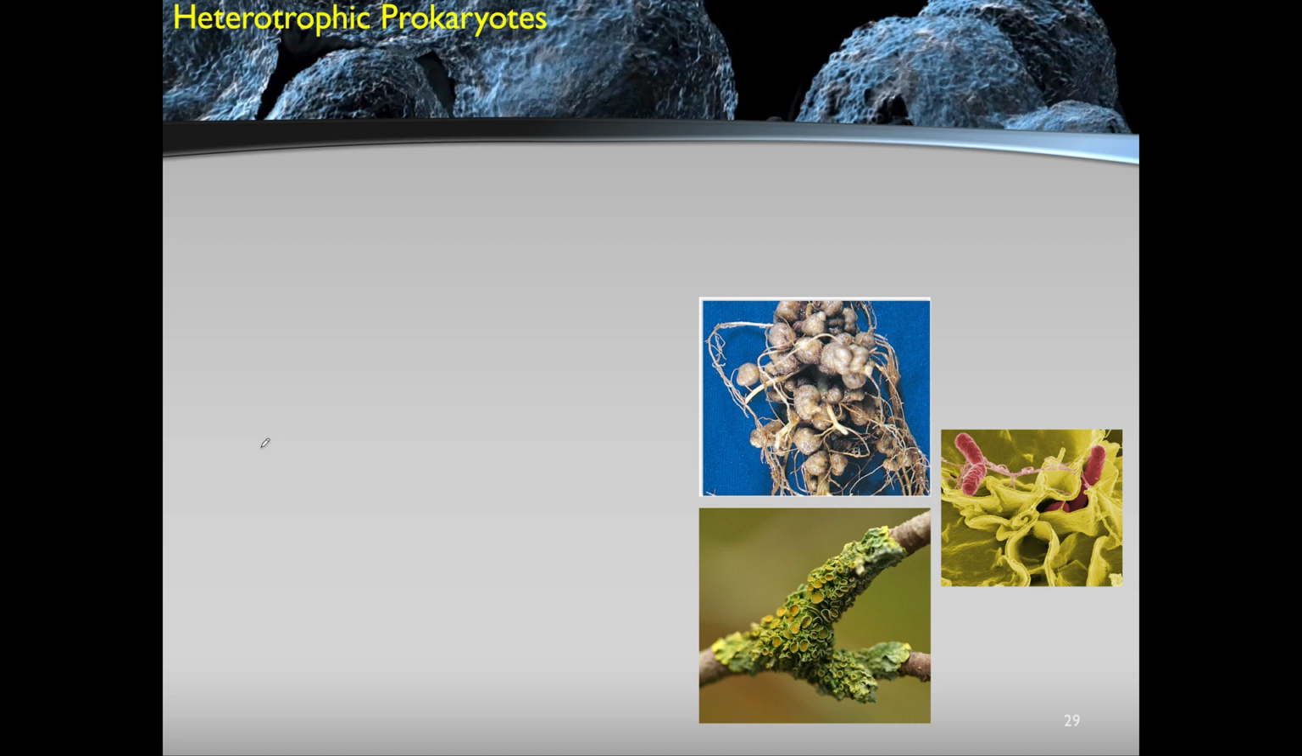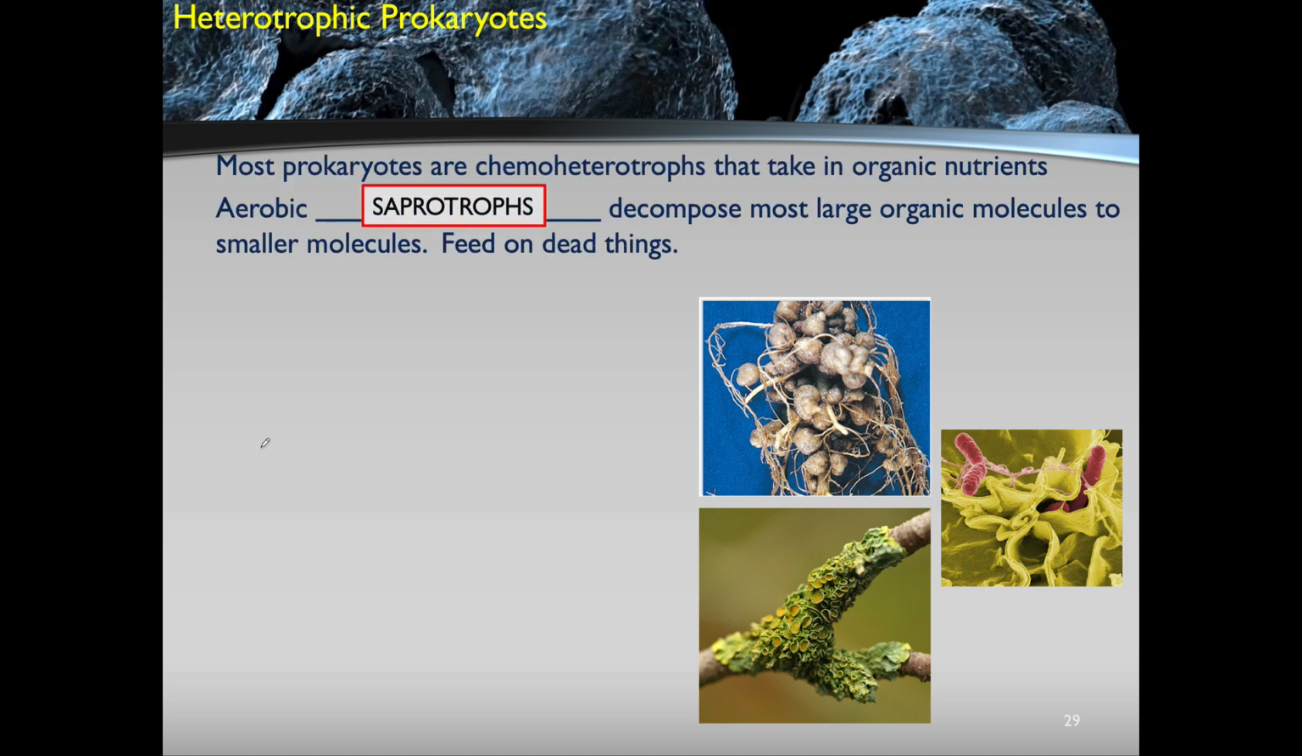We also have the classification of heterotrophic prokaryotes. These are going to have to take in nutrients from the outside. The first type we'll look at are called saprotrophs. These are aerobic saprotrophs, bacteria that use oxygen to decompose most large organic molecules into smaller molecules. In other words, they feed on dead things. In combination with fungi, bacteria are one of the helping organisms that allow us to break down organic matter and recycle it back to the environment. They are always essential components of a healthy ecosystem.